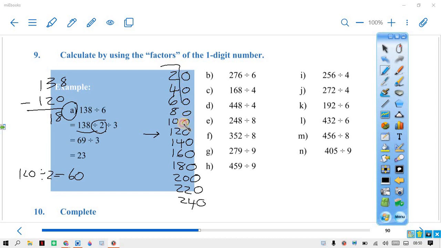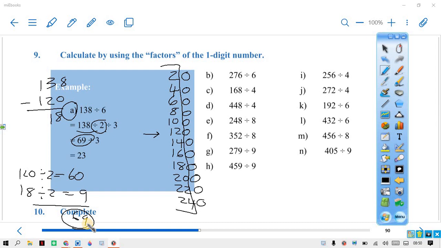Now look at your normal 2 times tables. Is 18 on the list? What times what is 18? 2 times how much? 2 times 9. 2 times 9 equals 18. So you're going to say 18 divided by 2 equals 9. And that is how they got the 69. Do you see that? Do you all see that?